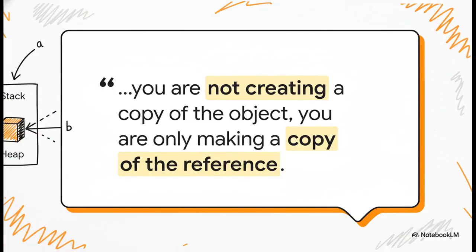If you only remember one thing from all of this, let it be this. This is the golden rule. When you assign one object reference variable to another, you are not creating a copy of the object. You are only making a copy of the reference. Burn this into your brain. It will save you from so many future headaches, I promise.